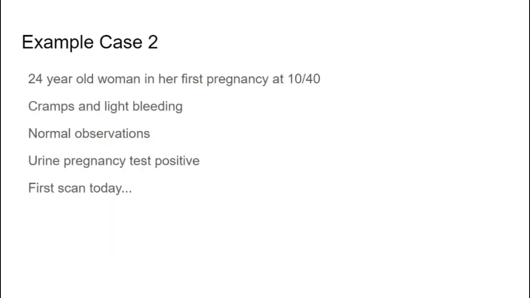So case number 2, a 24-year-old woman, this is her first pregnancy, she's 10 weeks pregnant, she's had cramps and light bleeding. Observations are normal, urine pregnancy test is positive, and she's had her first scan today.